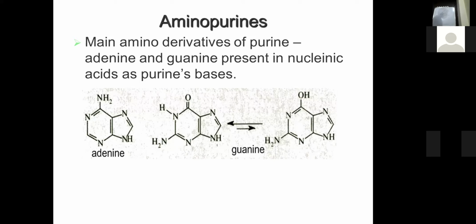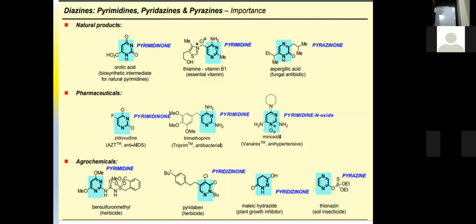So these are the examples of aminopurines which are present in nucleic acids as purine bases. All these things are very important in medicinal chemistry because these structures will repeatedly come up. These are some of the natural products containing pyrimidine, pyrazole. Please go through this. These are compounds used in pharmaceutical as well as agro industries. In the exam, if they ask you to give examples, you can mention these compounds.